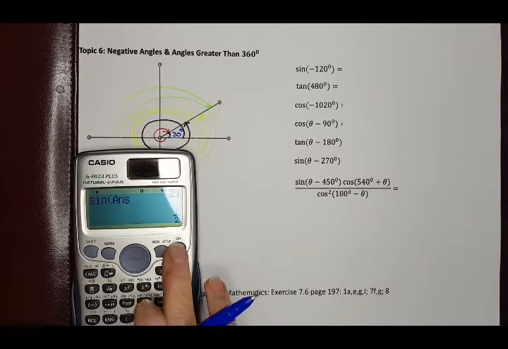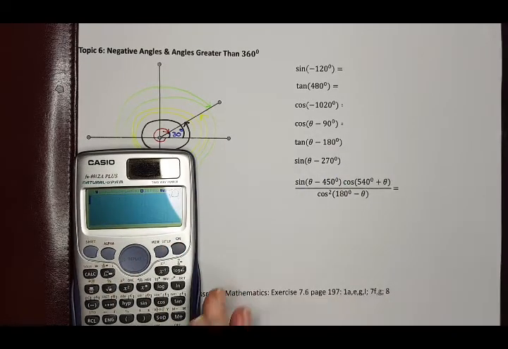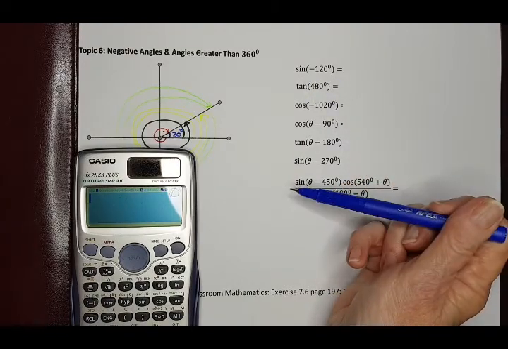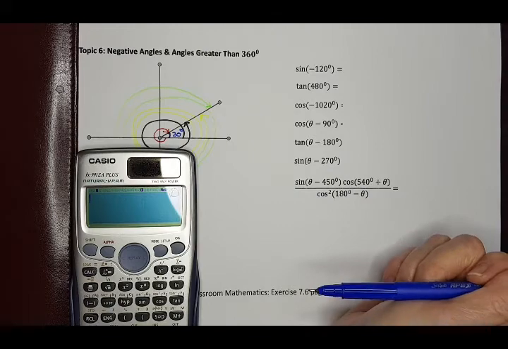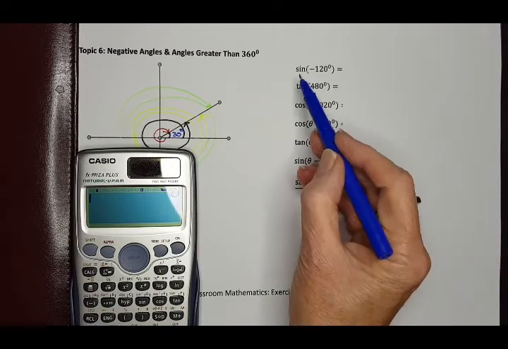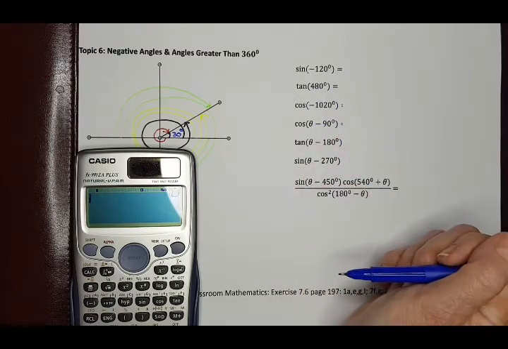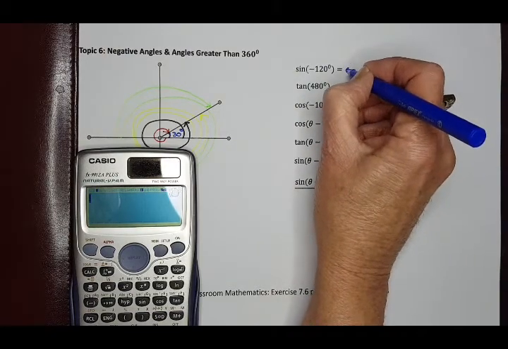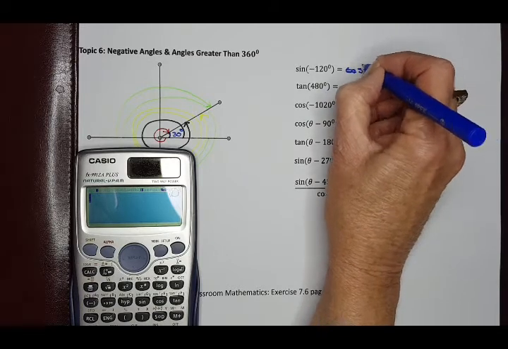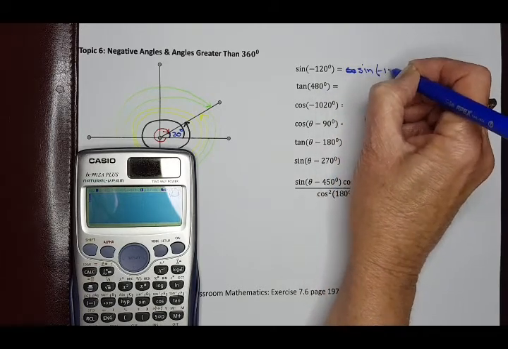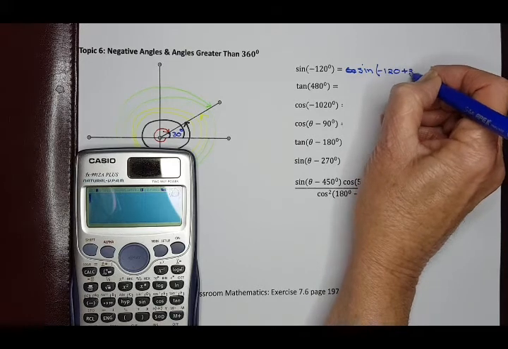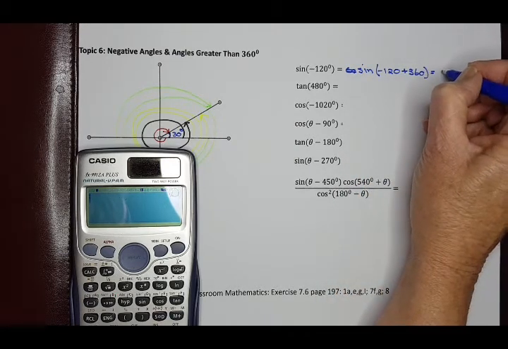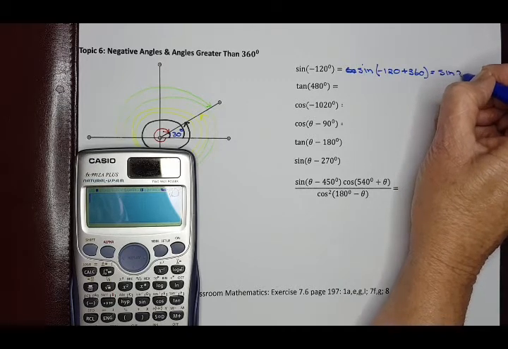Now we're going to use our reduction formula as opposed to just using our calculators to get these answers. So if I take minus 120 degrees, the easiest way to tackle that is to say that it is sine of minus 120. You can just add 360 degrees. So that is simply going to become sine of 240.